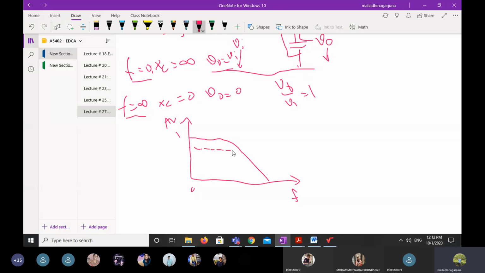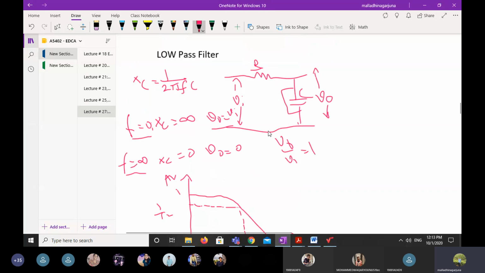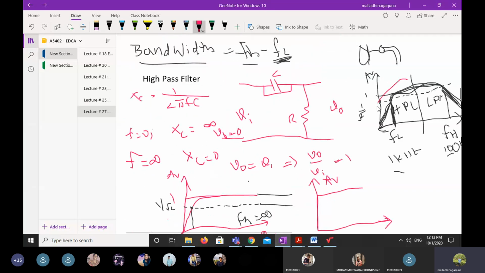If you draw the 1 by root 2 line, this is FH. What is the lower cutoff frequency? FL is equal to 0 for this, because there is no lower cutoff frequency, so we take the minimum, 0. FH is there. For the high pass filter we have the lower cutoff frequency; for the low pass filter we have the higher cutoff frequency. In this graph I have shown the bandwidth now. This portion is the high pass filter and this portion is the low pass filter. Clubbing them together, we get the bandwidth.